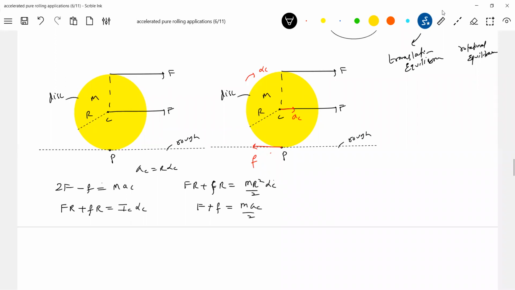So solve for the acceleration of the center of mass. Solve these two equations now. If I add up these two, I'll get 3F is equal to 3 MAC by 2. What is the acceleration of the center of mass? 2F by M. Substitute this value here: MAC is equal to 2F. Then how much will the friction be? 0.